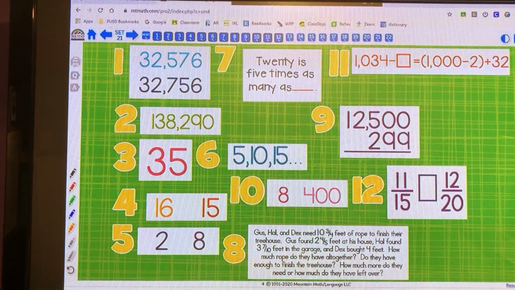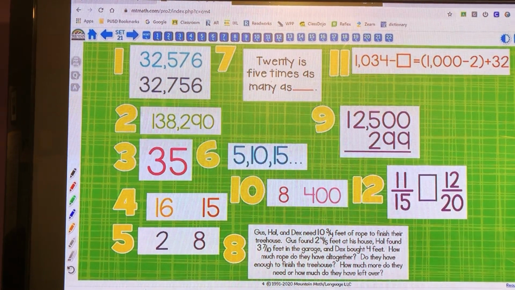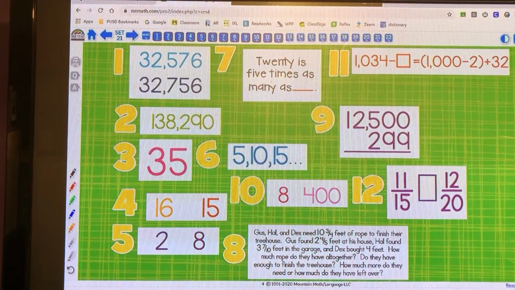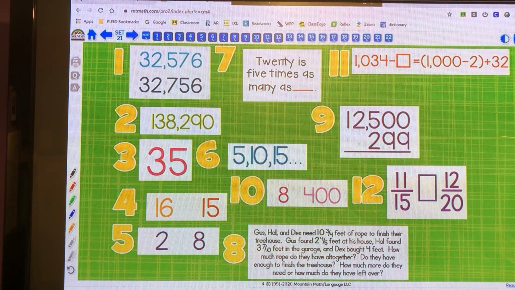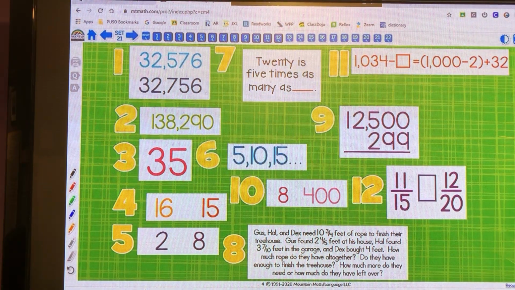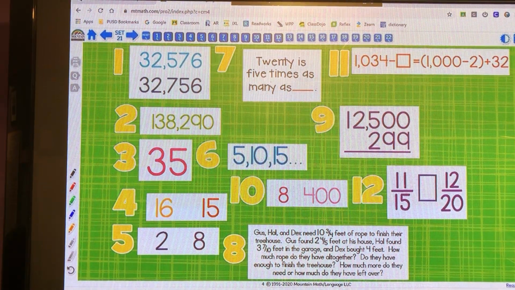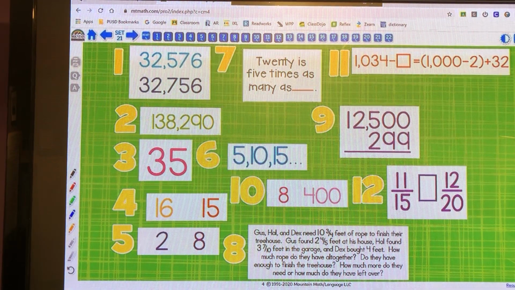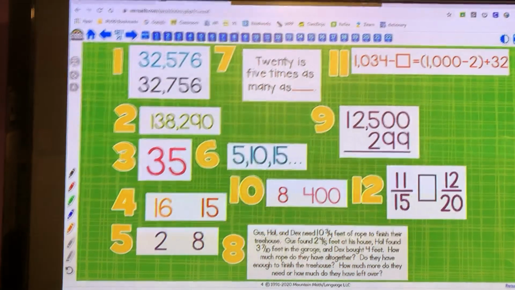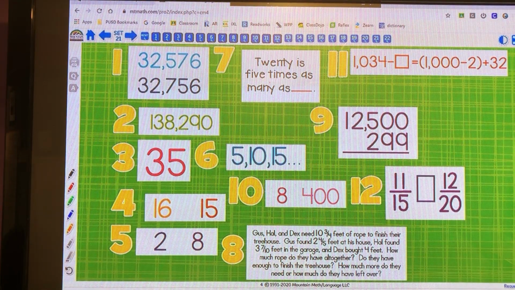Again, this is uncharted territory. This is sort of a preview of what is to come. So we have Gus, we have Hal, and we have Dex. They need 10 3/4 feet of rope to finish their tree house. Gus found 2 4/5 feet at his house. Hal found 3 7/10 feet in the garage, and Dex bought 4 feet. How much rope do they have all together? Do they have enough to finish the tree house? How much more do they need, or how much do they have left over?